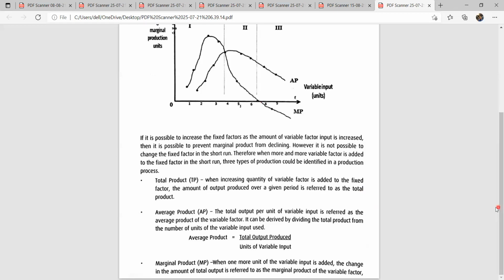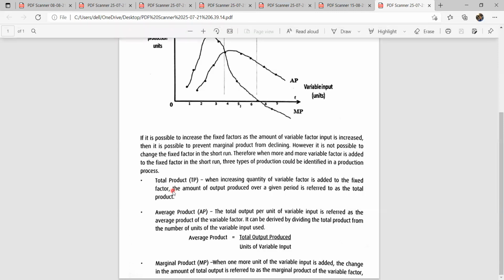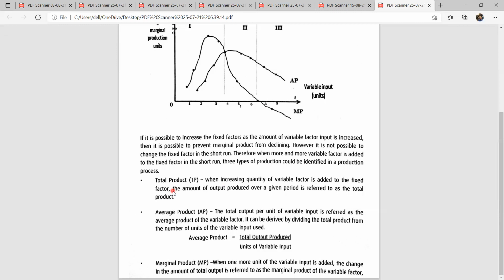So the particular things we realize from the production: already we discussed total production, meaning the total output of a product produced. Then the total production has 3 periods, what we realized before. So it says here, when an increase in quantity of variable factor is added to a fixed factor, the amount of output produced over a given period is referred to as the total production.